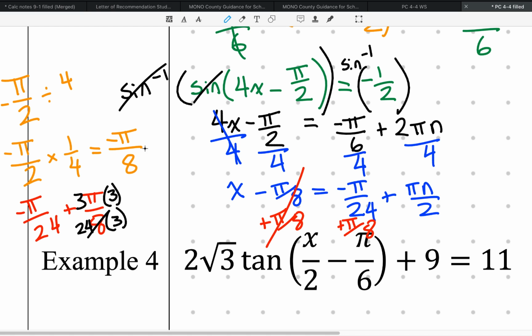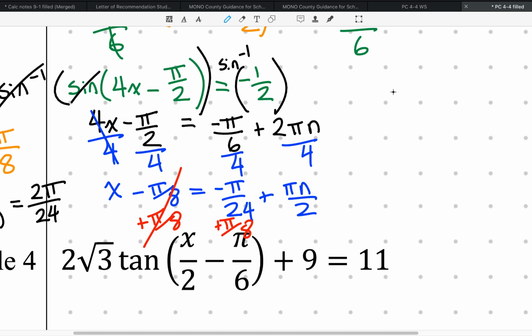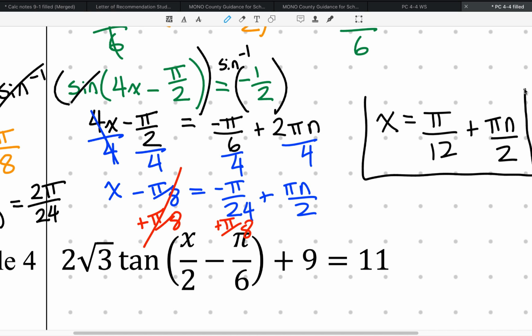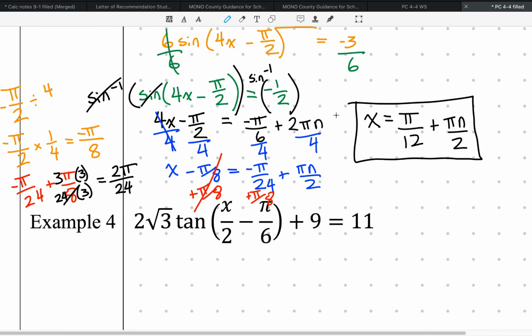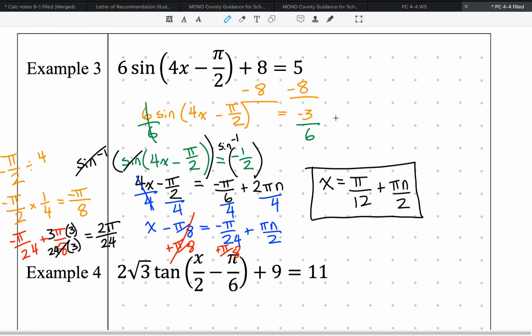And then add them, Beverly. You get 2 pi over 24. So our final answer, I'll write it off to the side, is x is equal to, again, we just added these two together and we got 2 pi over 24. Ooh, Beverly, that reduces, doesn't it? 1 over 12, which means pi over 12, and then plus 2 pi n. No, sorry, pi n over 2. Pi n over 2. Whew, that was a bit more math. But there it is. Lots and lots of fractions.